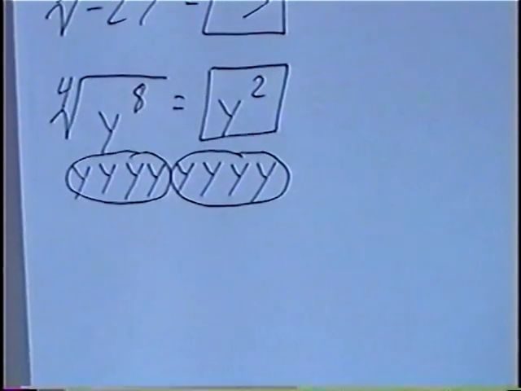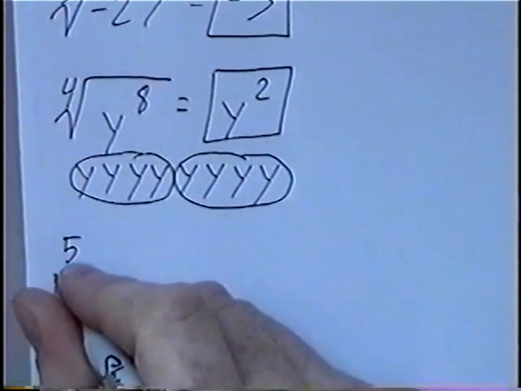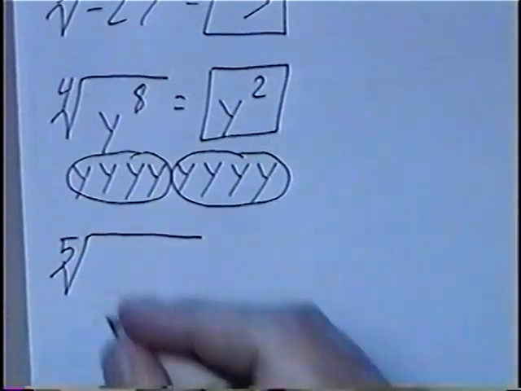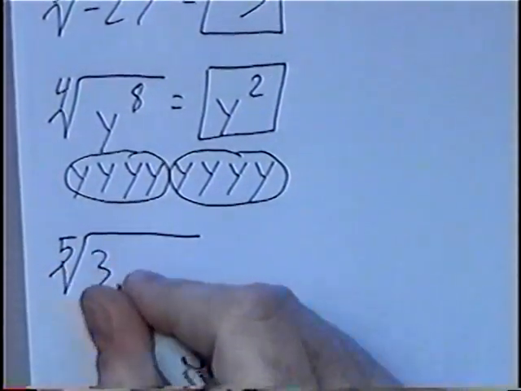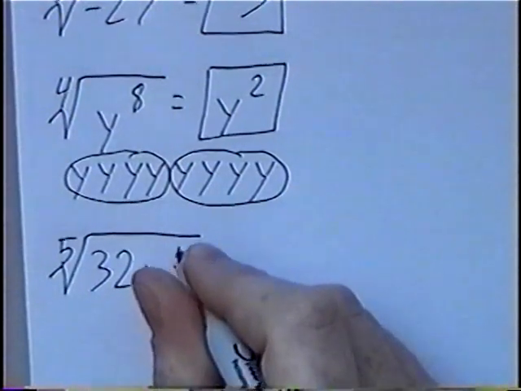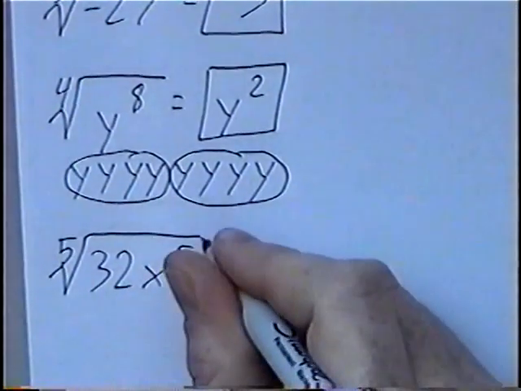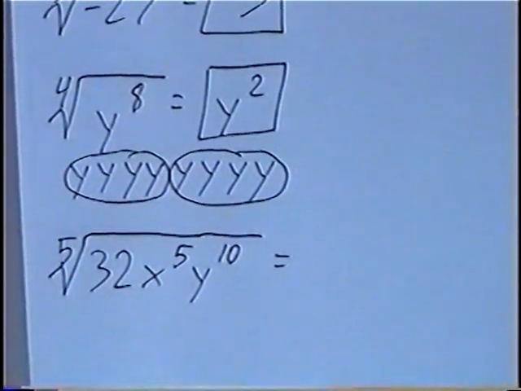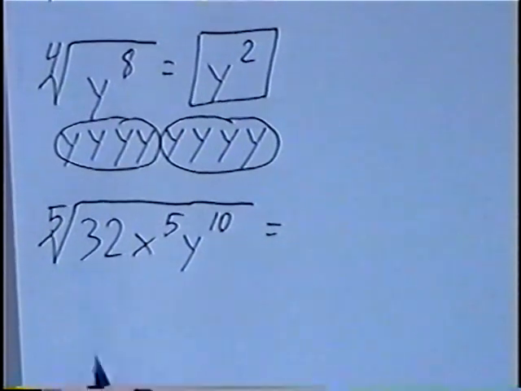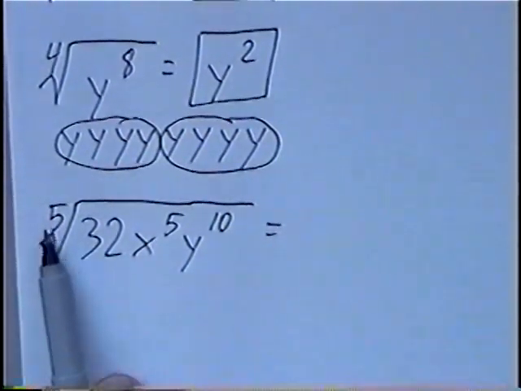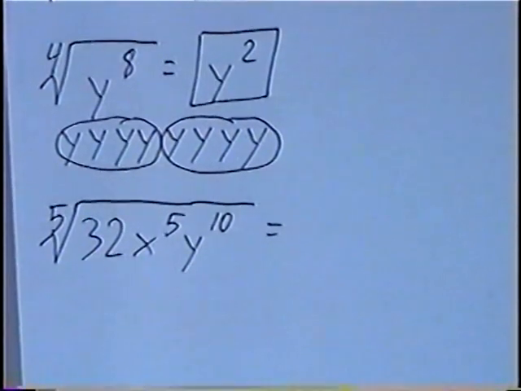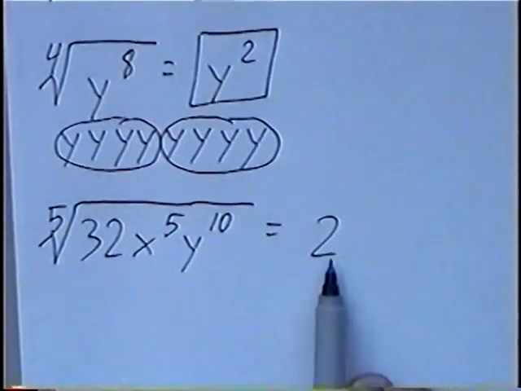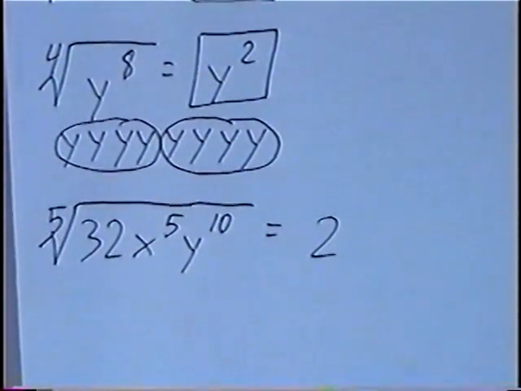And last question for the section, the fifth root. And the fifth root again is a radical sign with a 5 on the outside. And inside the fifth root we'll have 32, x to the 5th, and y to the 10th. So taking the fifth root of 32, x to the 5th, y to the 10th. Doing the number first. Again, the fifth root means a number times itself 5 times, that's 32. If you think about the numbers, that number would be 2, since 2 times itself 5 times would be 32.